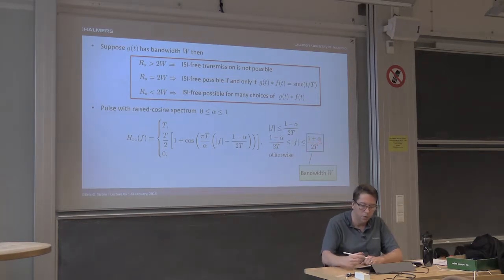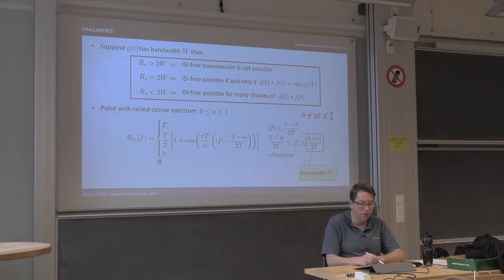And maybe we should write here that this is true when alpha is between 0 and 1. The raised cosine pulse is defined for these alphas only. Okay, so if we put alpha equal to 0, we have 1 over 2T, which is the least bandwidth we require for intersymbol interference-free transmission, according to this criteria.